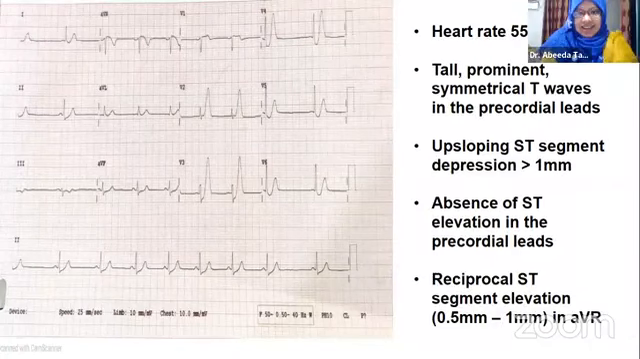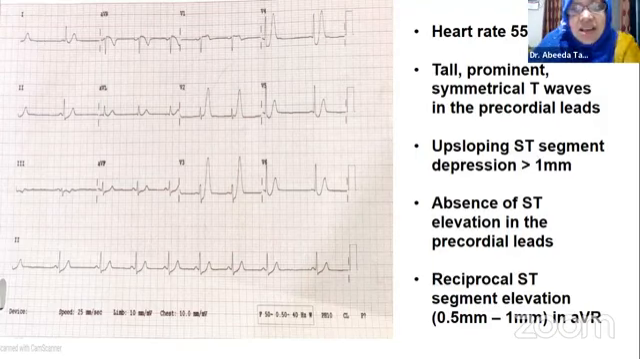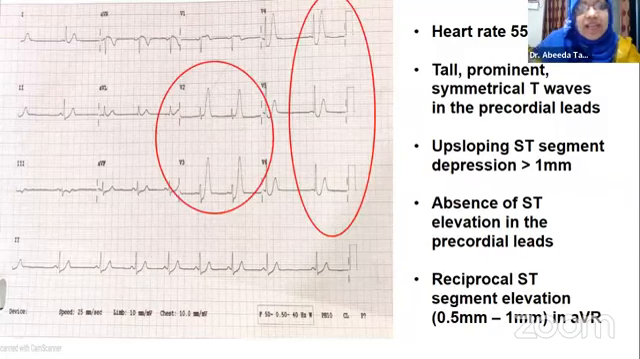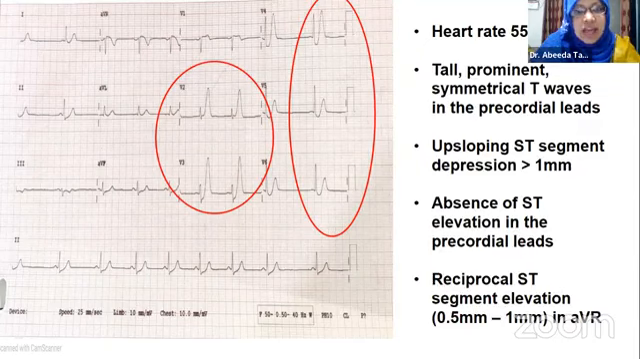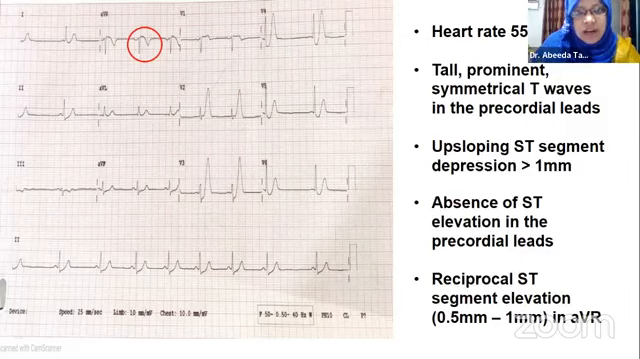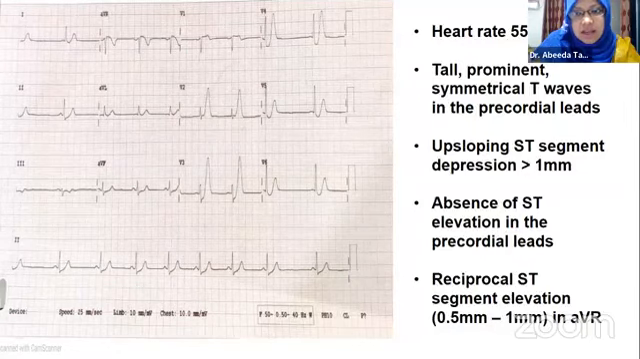As Sir has already mentioned, there are tall, prominent, symmetrical T-waves in the precordial leads. There is also upsloping ST depression of more than 1 millimeter. And there is absence of ST elevation in the precordial leads, which is a very important finding. Also there is reciprocal ST segment elevation in aVR. So this is actually the De Winter T-wave.